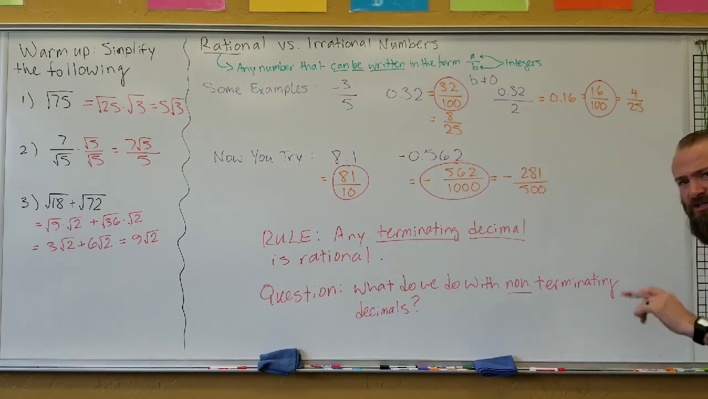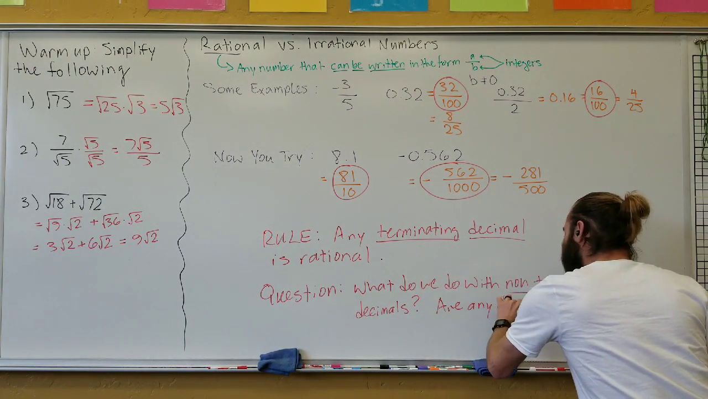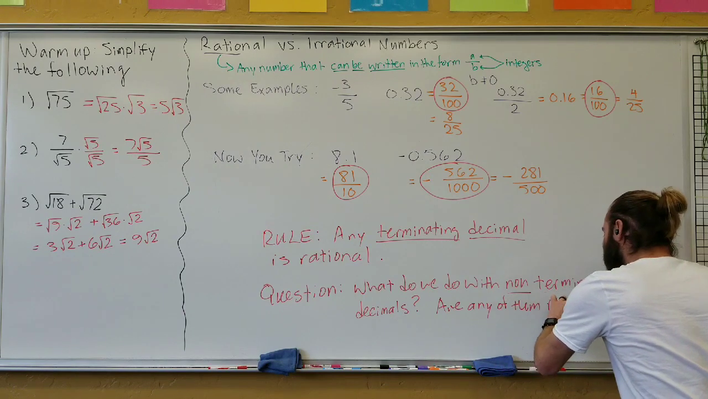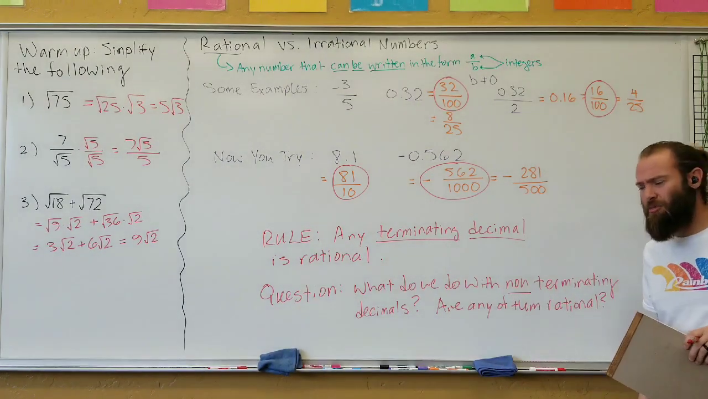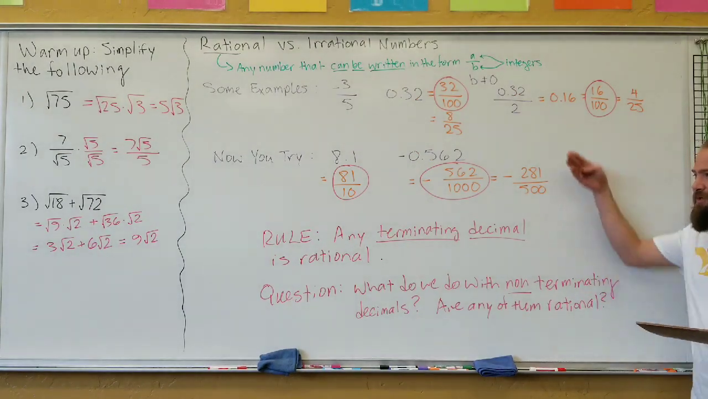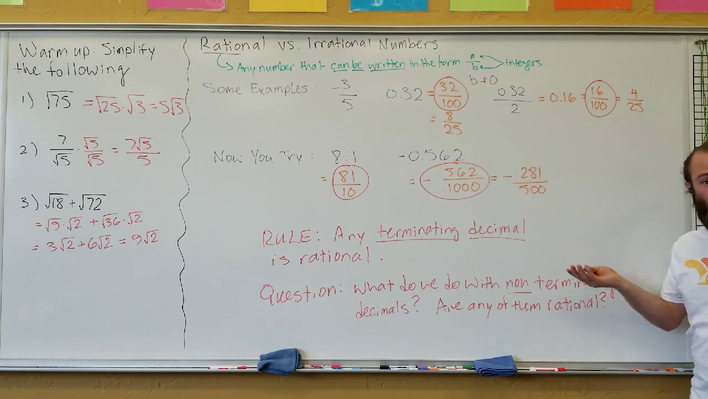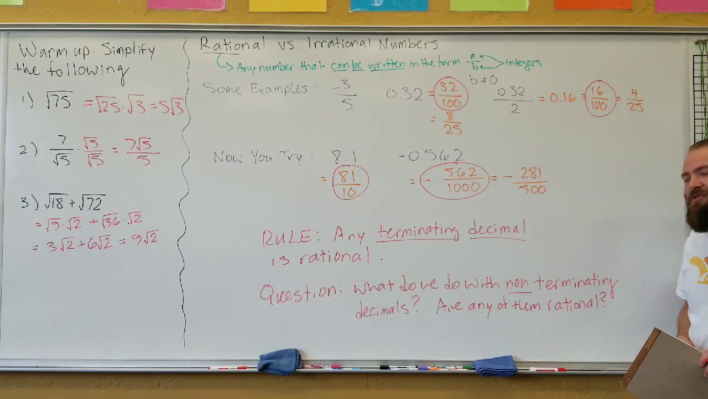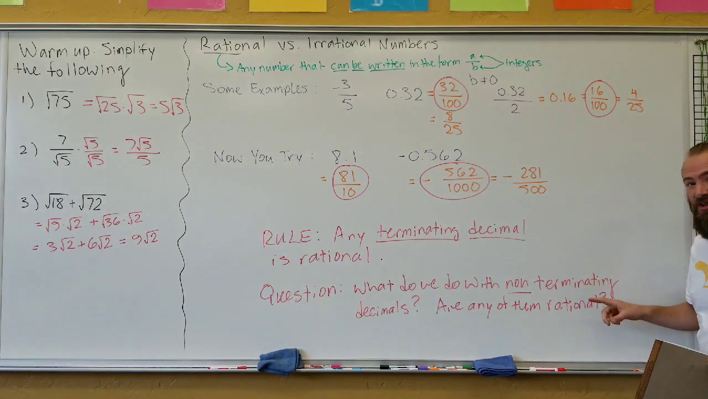What do we do with non-terminating decimals? Okay? Are any of them rational? This is an important question because maybe after we do this other work, we conclude, okay, well, if it doesn't terminate, then it's not going to be rational. But I think if you think hard enough, you might be able to find some decimals that you're familiar with that actually are rational. Okay?